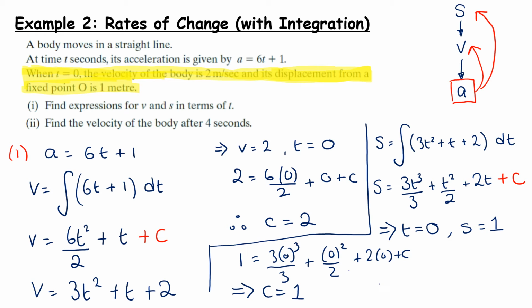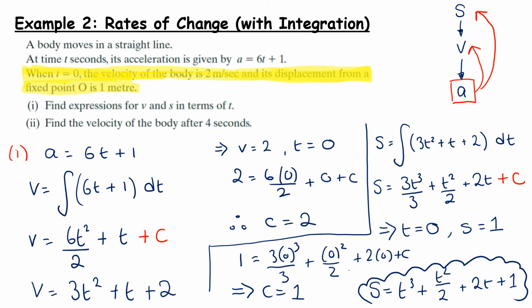So our final s is equal to, when I clean it up, t cubed plus t squared over 2 plus 2t plus 1. And I'll just box this, and actually what I might do is I'll just throw a highlighter on because there's quite a lot here. So there's our v and there's our s, both in terms of t, both without that plus c.